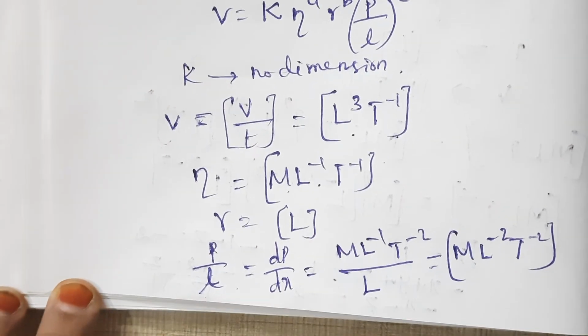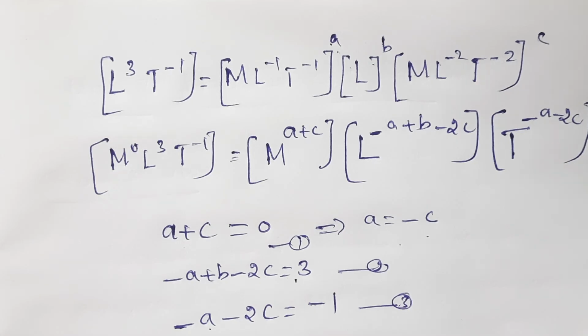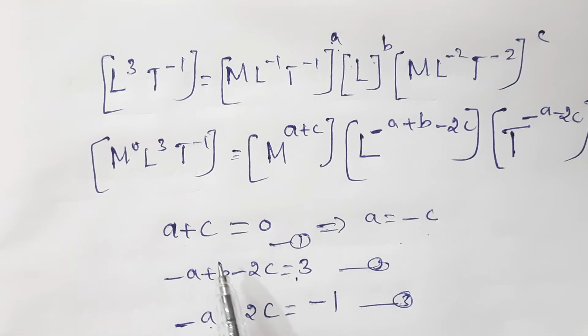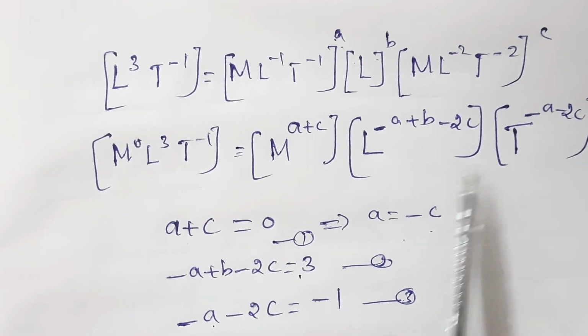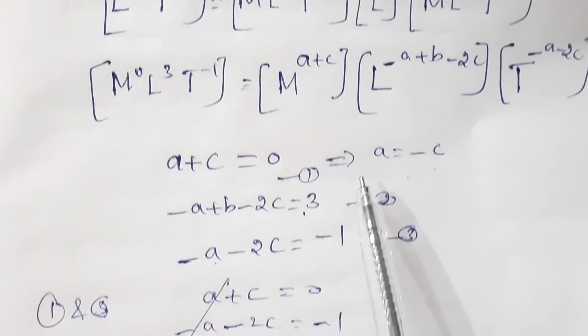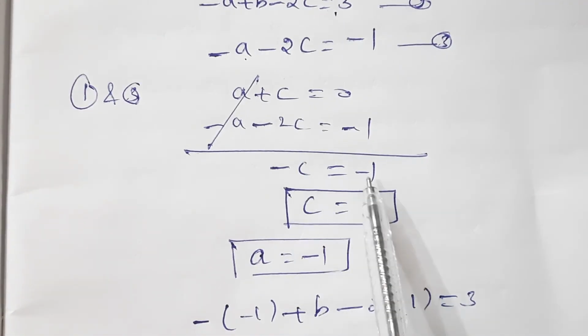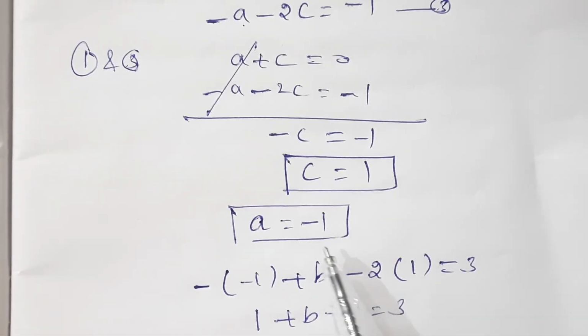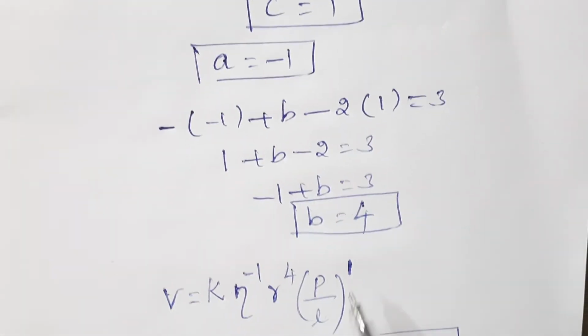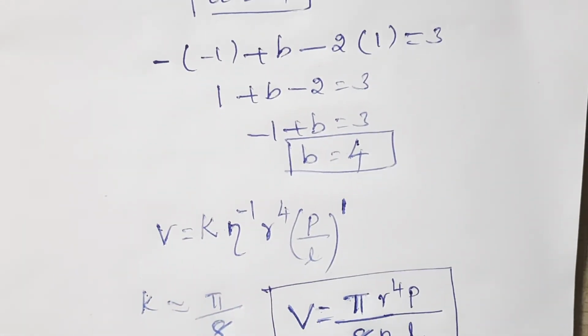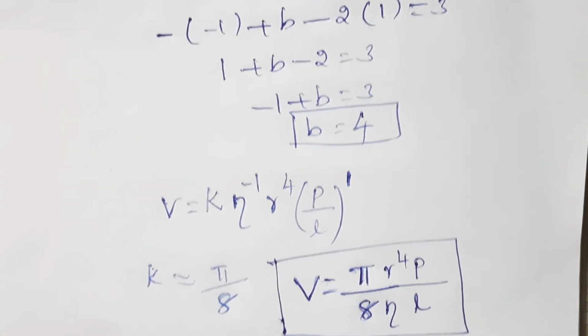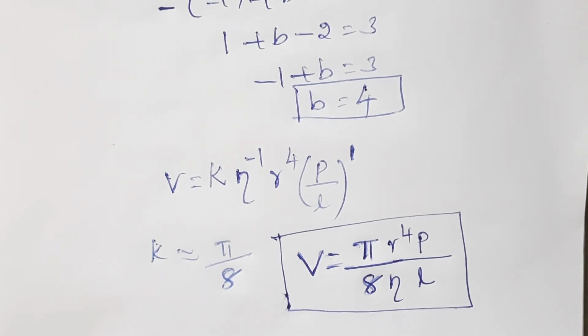On solving the dimensional formula, we will get A plus C equal to 0, A equal to minus C. So, on solving 1 and 3, we will get minus C equal to minus 1, C is equal to 1, A equal to minus 1, B equal to 4. So, we got the expression as V is equal to K, where K is pi by 8, pi r power 4 P by 8 eta into L. So, this is known as Poiseuille's equation. Very important question.